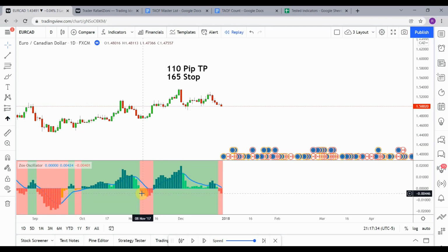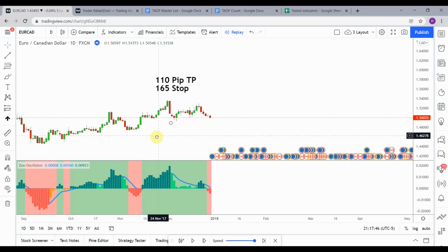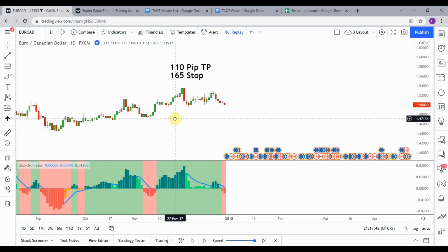The setup on this is when we get the green background, we are going to go long. When we get a red background, we are going to go short. That's the setup we're looking for. So let's go ahead and get on with the testing and see what we can get out of this.